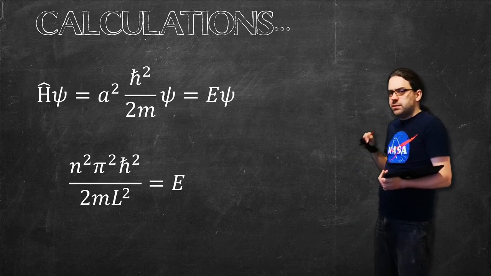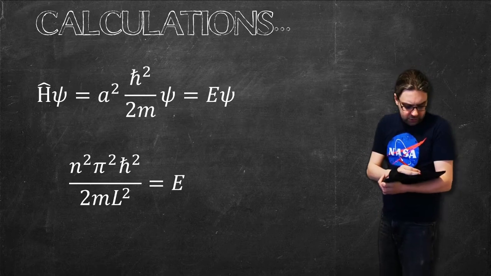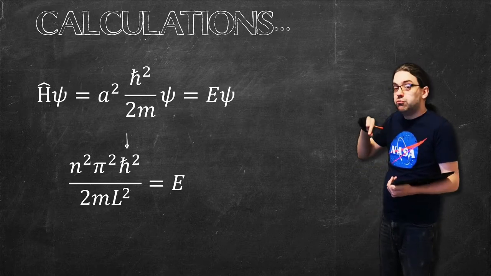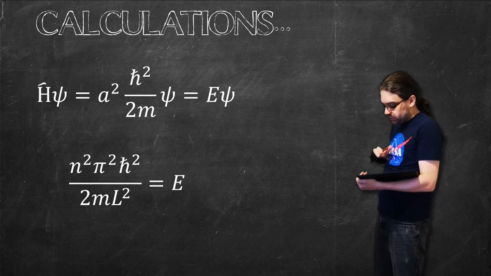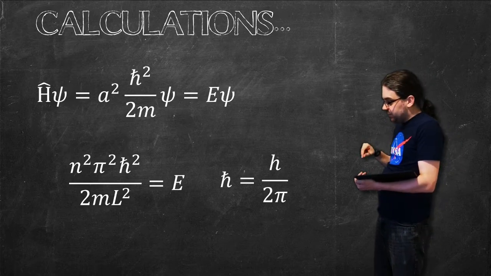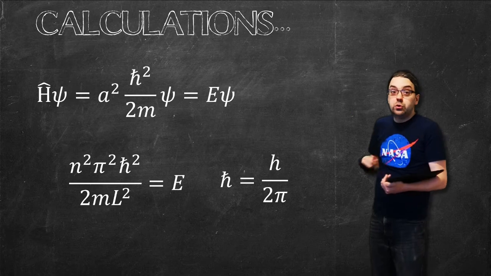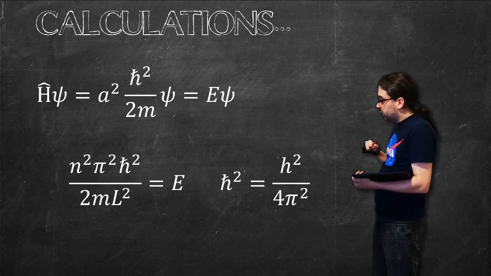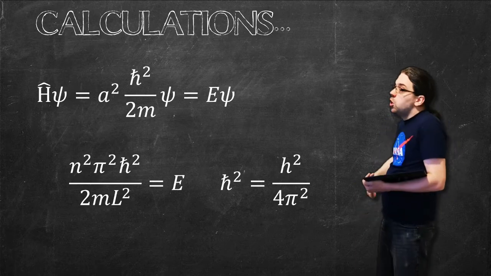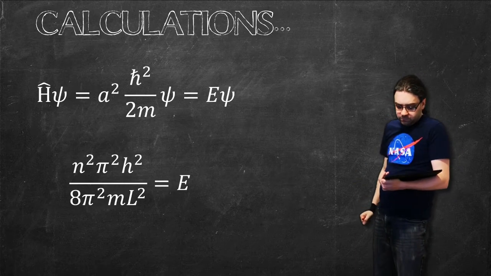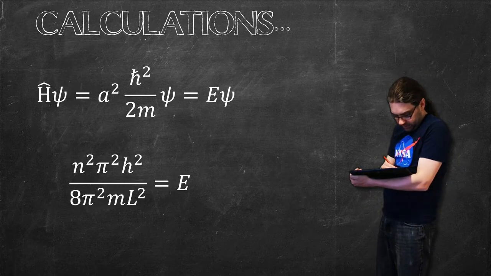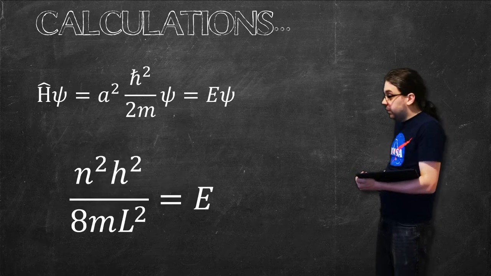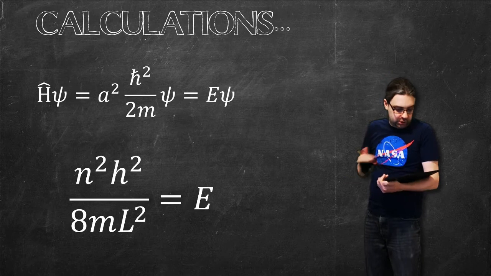Including a pi squared is a bit awkward though, so let's notice that here is Planck's constant but being reduced. So what is the reduced Planck's constant? It's h bar is equal to h over 2 pi. So h bar squared is h squared over 4 pi squared. Let's substitute that back in. And here we've got pi squareds that are going to cancel. And here we have a final expression for energy.